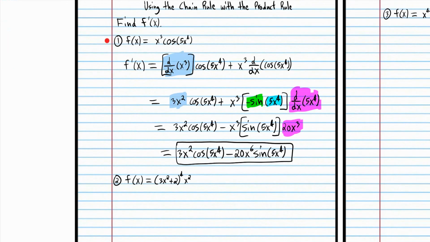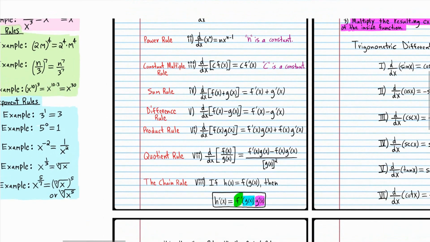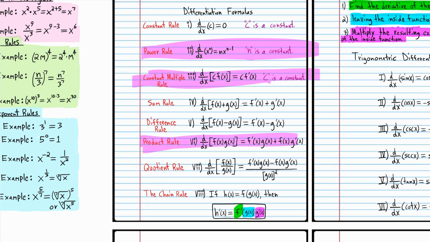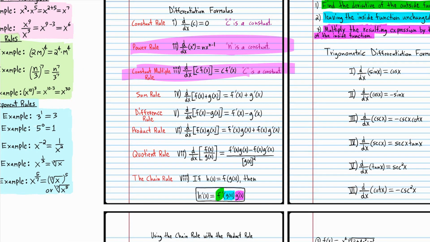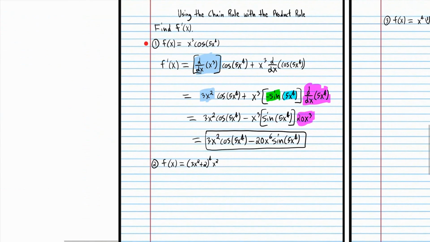Let's see, but we did use rule number 8, the chain rule. So in one problem, we used this rule, this rule, this rule, and this rule, all in one problem. Okay, so let's try another problem.